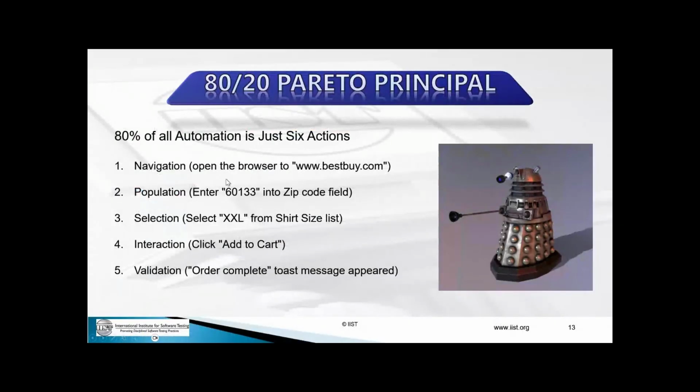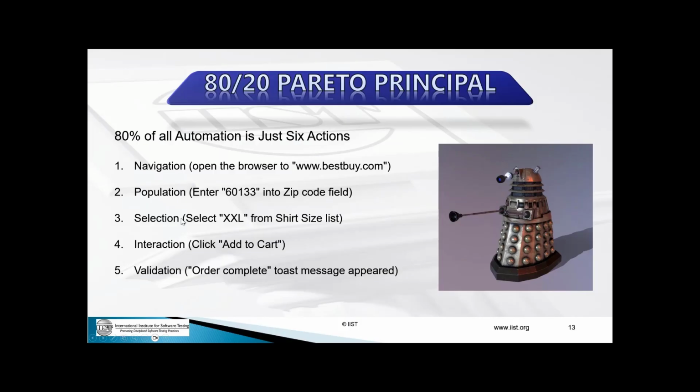I mentioned this last time. There is an 80 to 20 Pareto principle. 80% of what you want to do can be done with just about 6 actions. I say 6, there's one extra action on there. It's 80% can be done by 5 actions.